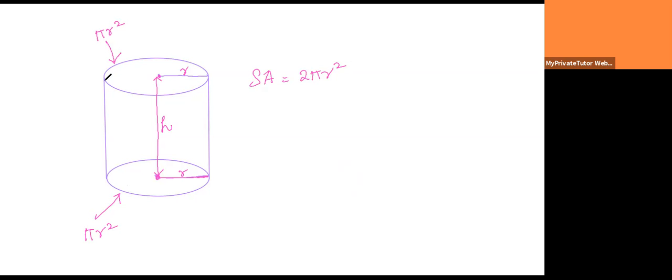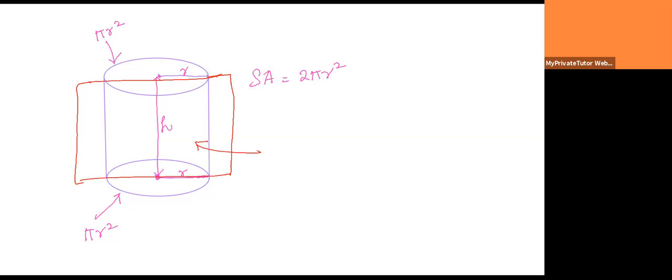Now we need to find this flat one. So we got the bases covered. Now let me take a different color. We need to find the area of the part between the bases. We have a circle at the top and the bottom, and in between they are connected by the height. That's the height of the cylinder. So we need to find the area of this part, which is in a circular way. It is nothing but circumference times height.